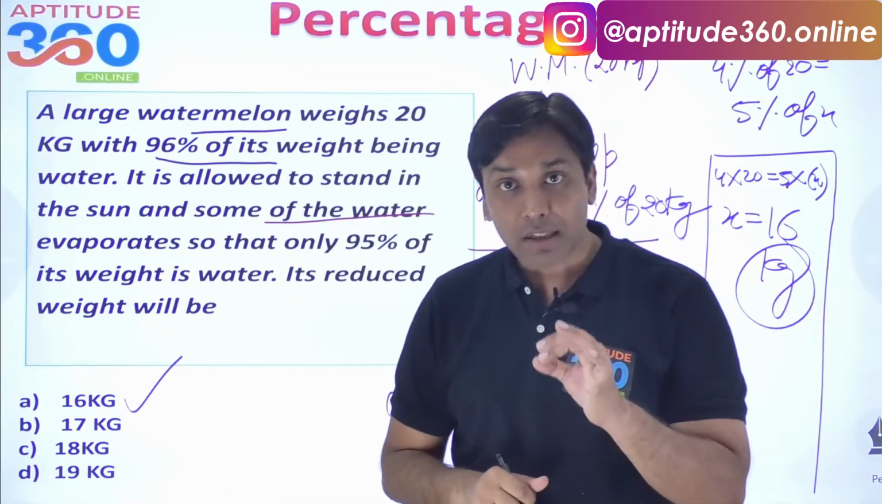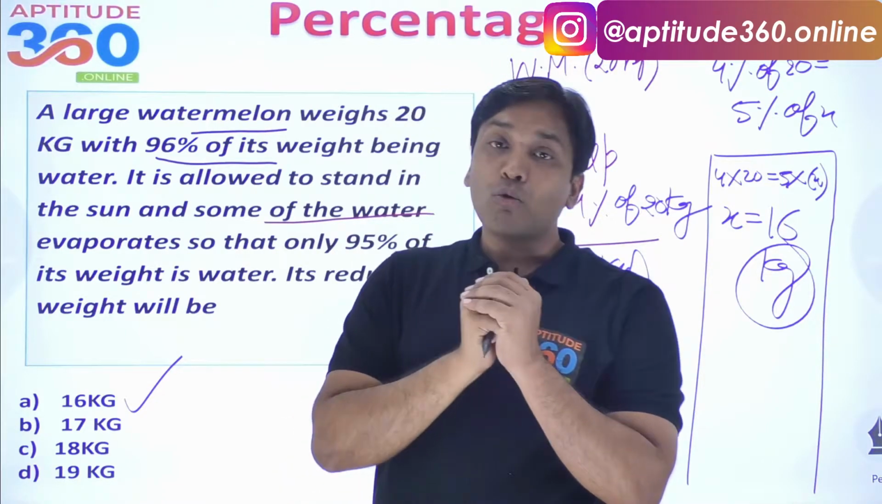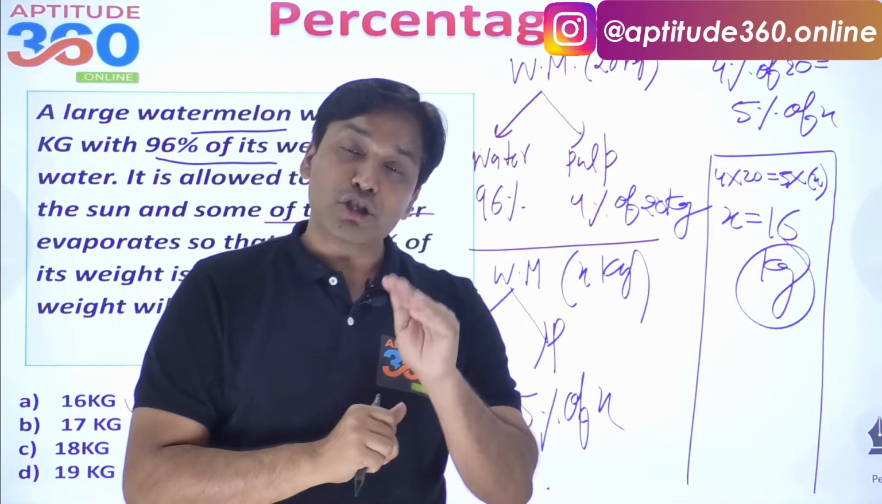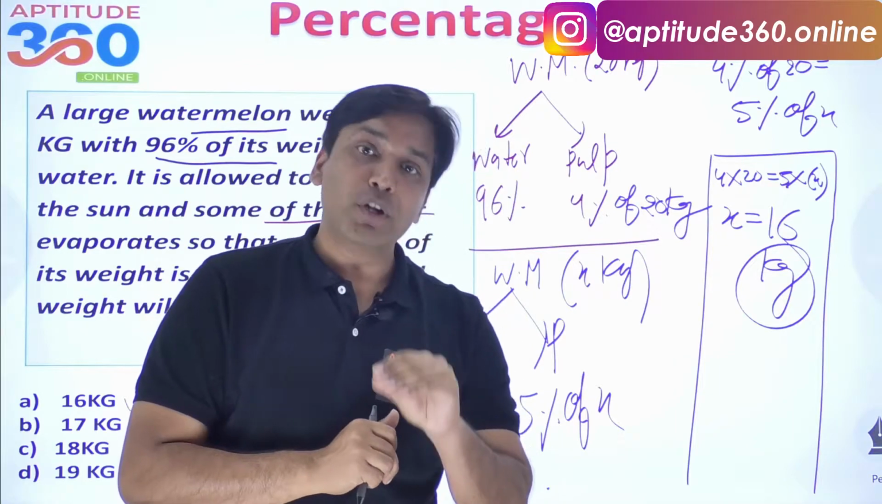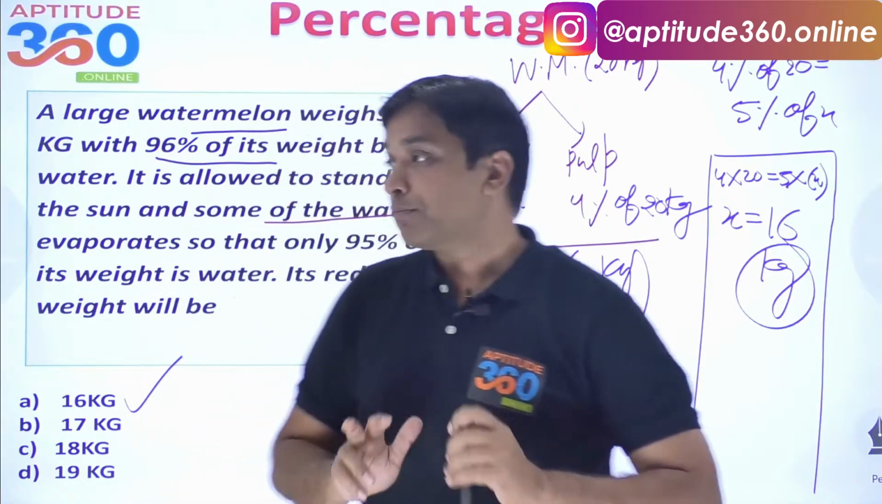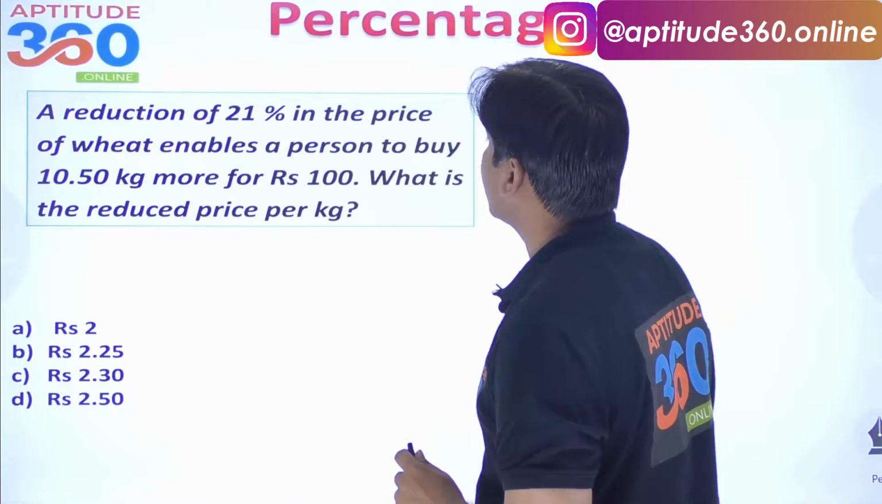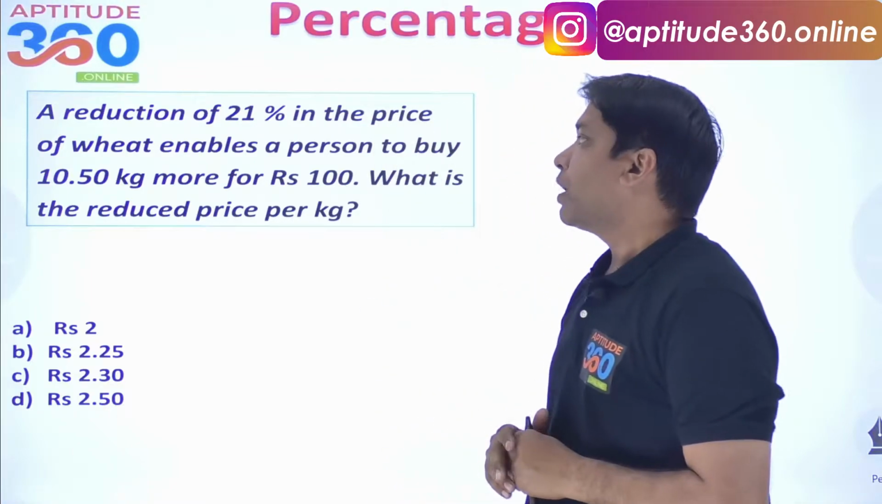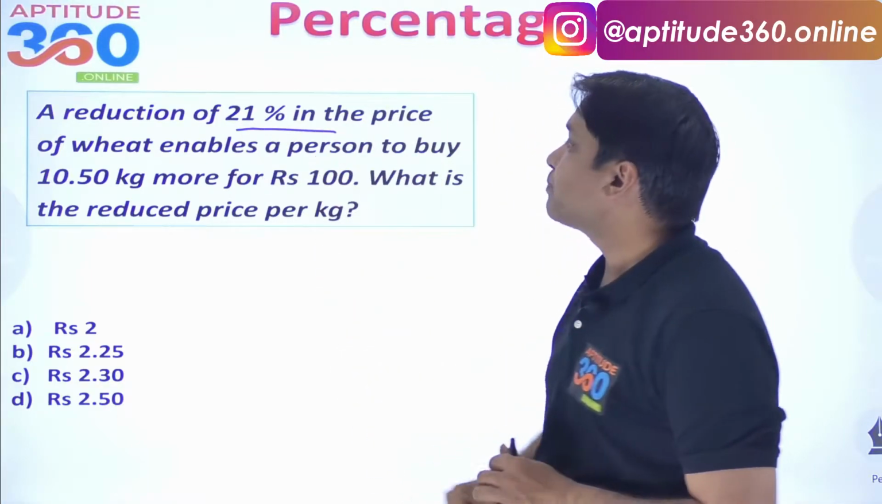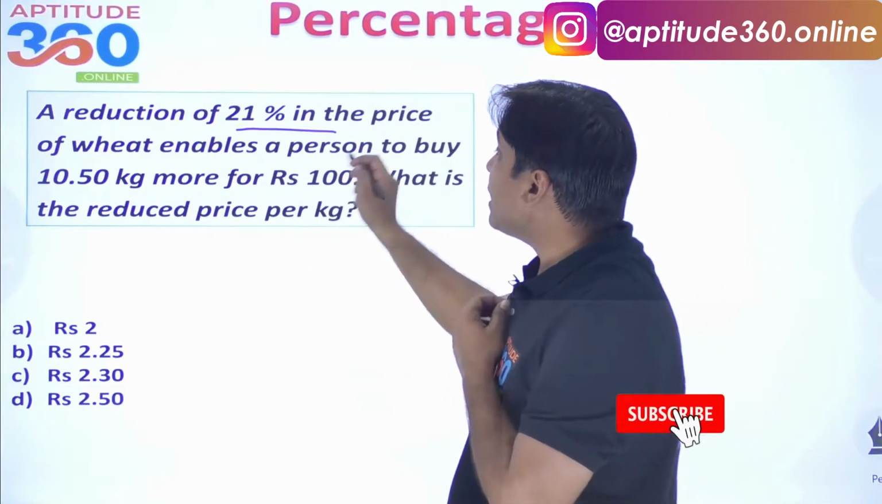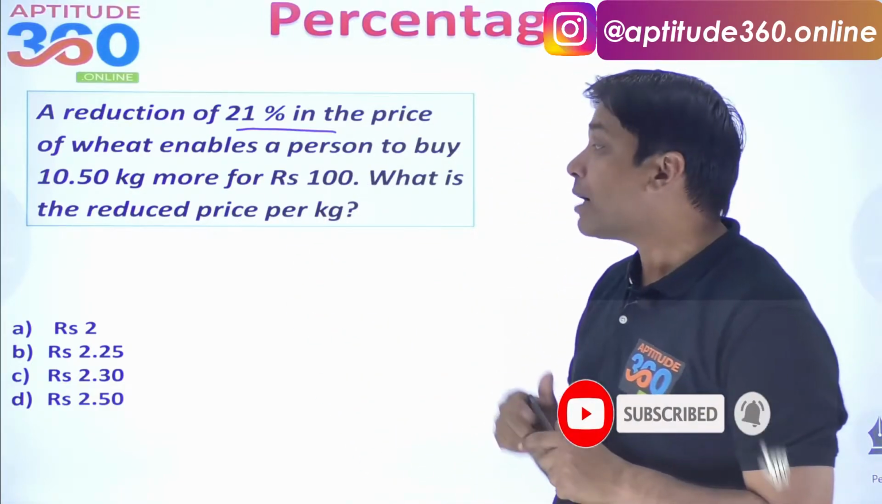So all that we are learning through these problems is the quantity of pulp will not change, the quantity of water will only be changing, right? Now if you understand this one, try to solve this problem. The reduction of 21% in the price of wheat enables a person to buy 10.5 kilogram more.